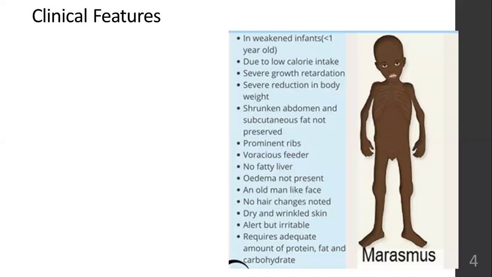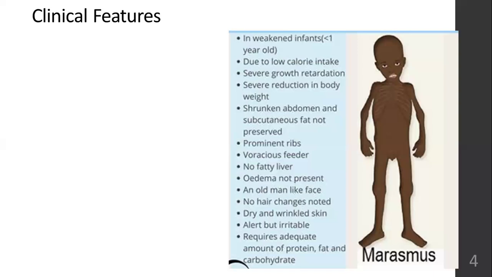And the child is a voracious feeder. The child wants to eat, keeps on eating, but is never satisfied. There are no signs and symptoms of fatty liver. Edema is not present here at all. Edema is swelling. And the child will have an old man kind of face because everything is shrunken in and wrinkled because of the loss of subcutaneous fat. So automatically the child looks very old face wise. They will look much older.